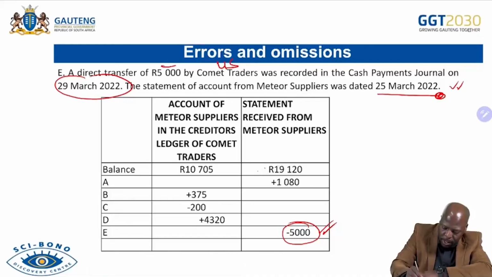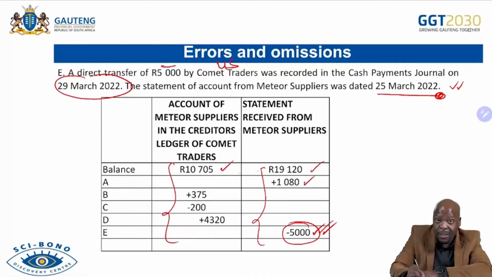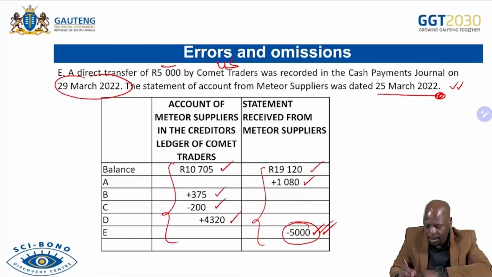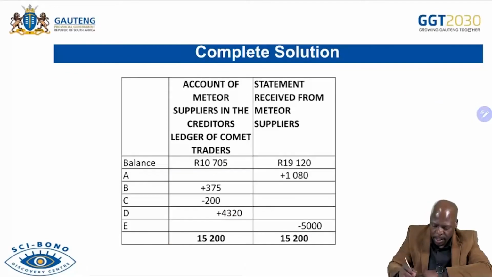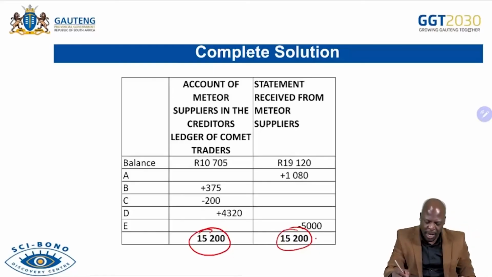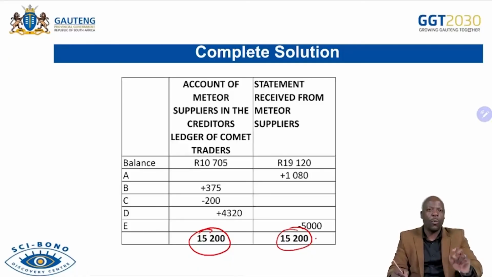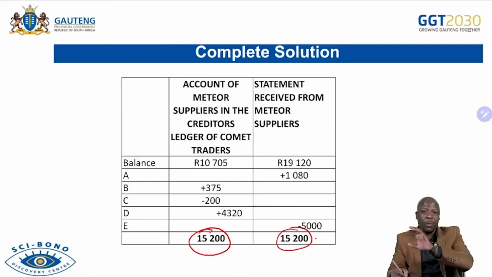The next thing, therefore, is to totalize now. You're adding your 19,120, 1,080, you subtract your 5,000. You say your 10,705 plus 375 minus 200 plus 4,320. And then you should get your 15,200, which is the complete solution now. 15,200.